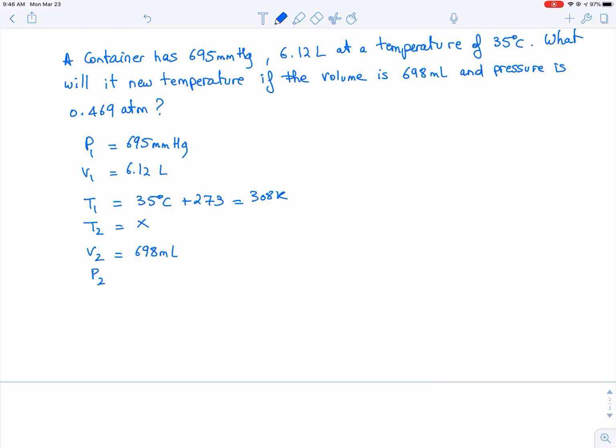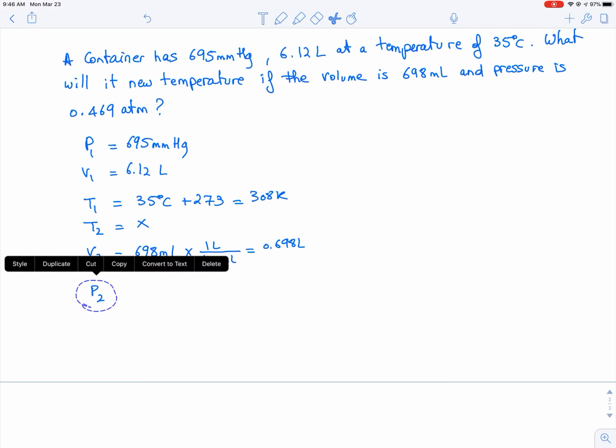Do you notice something? Well, I have liters on top and milliliters on the bottom. V1 is expressed in liters and V2 is expressed in milliliters. So I have to be consistent. So I'm going to choose to convert that into liters. And you should hopefully remember that in 1 liter, you have 1,000 milliliters. So basically, I'm going to have to divide that by 1,000. So it gives me 0.698 liters.